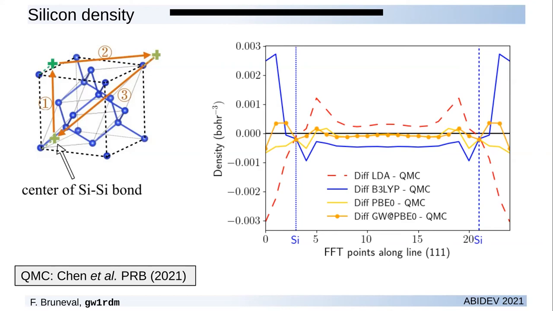So here are the results we have for the density matrix, and you see it's quite flat and quite close to zero.